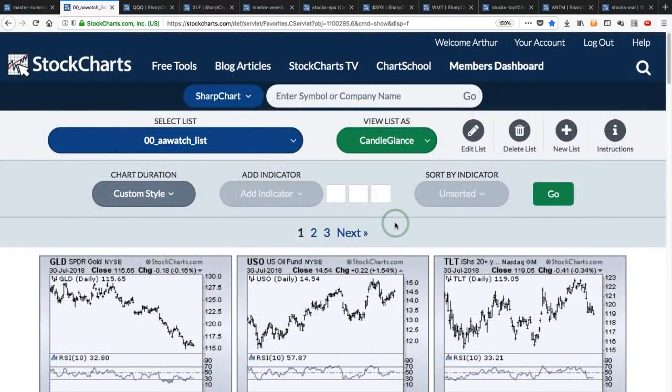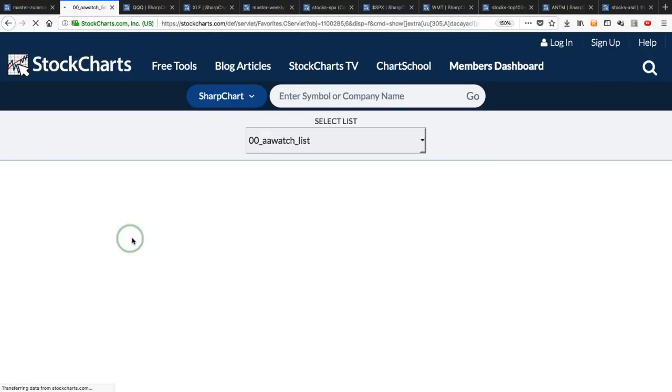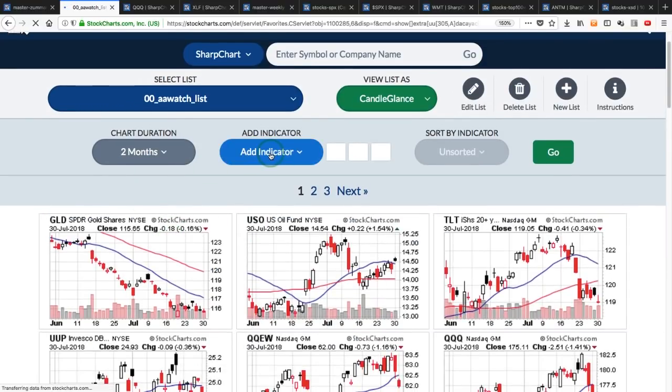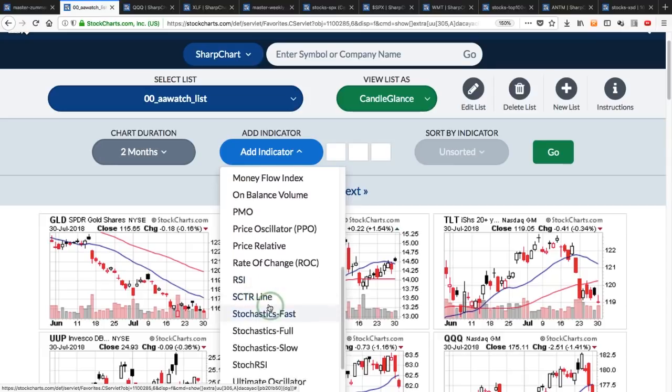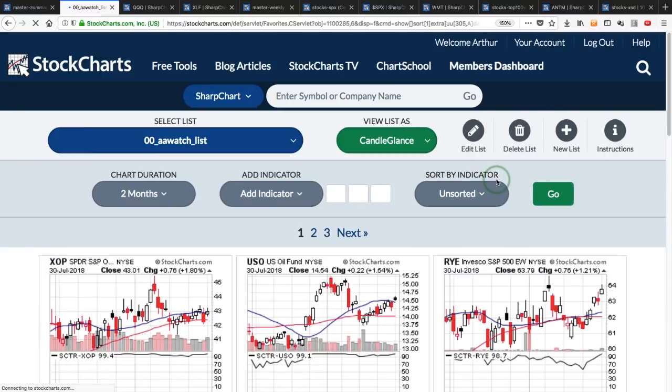Now I can also customize these CandleGlance charts. 2 ways to do that. First, you can see at the top here I've got chart duration custom style. I can choose one of these from the drop down. So I can choose 2 months and I'll get a 2-month chart with candlesticks. I can add an indicator. For example, I could add the scooter line, the StockCharts technical rank, and I could sort that in a descending sort to see the ones with the strongest scooters at the top.